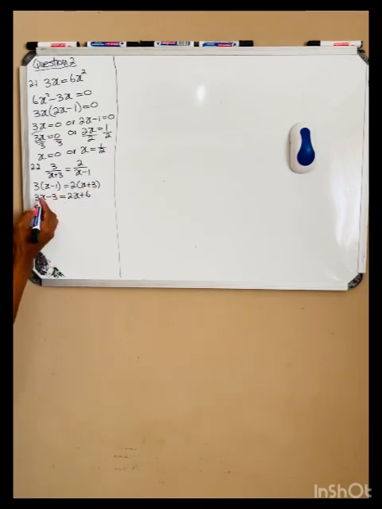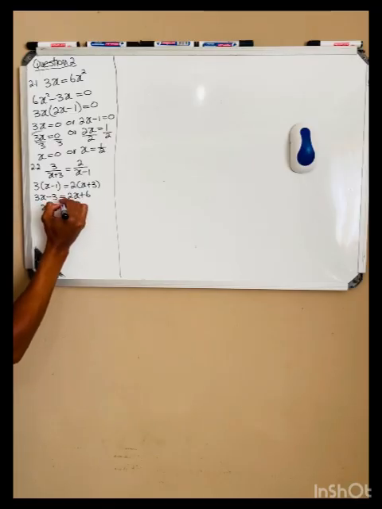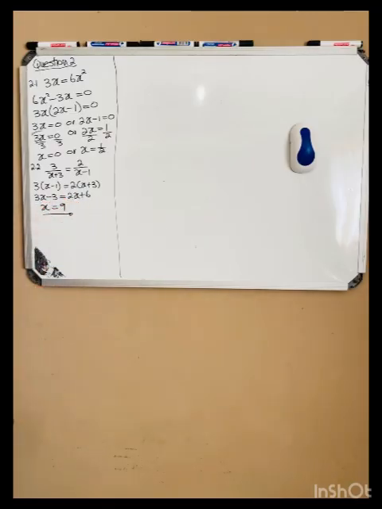You group the like terms. 3x minus 2x, x. You take this to the other side. 6 plus 3, 9. That's the value of x. I hope it's clear when I go higher. Alright. 2.3.